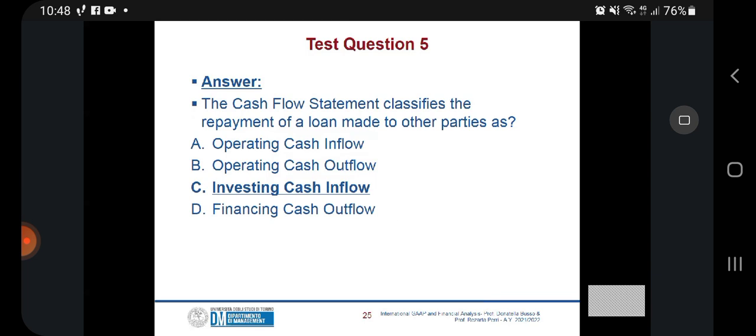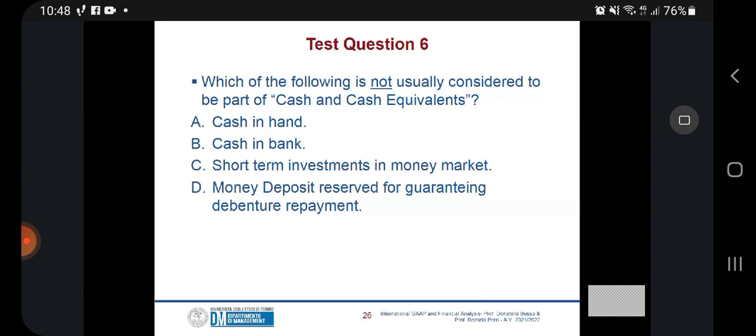Okay, any questions so far? Good. Which of the following is not usually considered to be part of cash and cash equivalents?